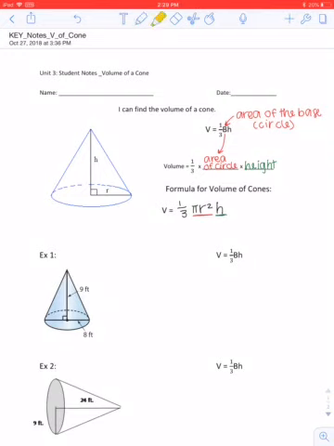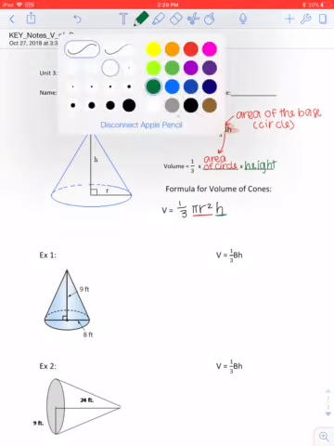The one you will see on your STAR chart is this one up here. The volume equals 1/3 base times height. And you can then add in the pi r squared. So let's look at our examples down here.